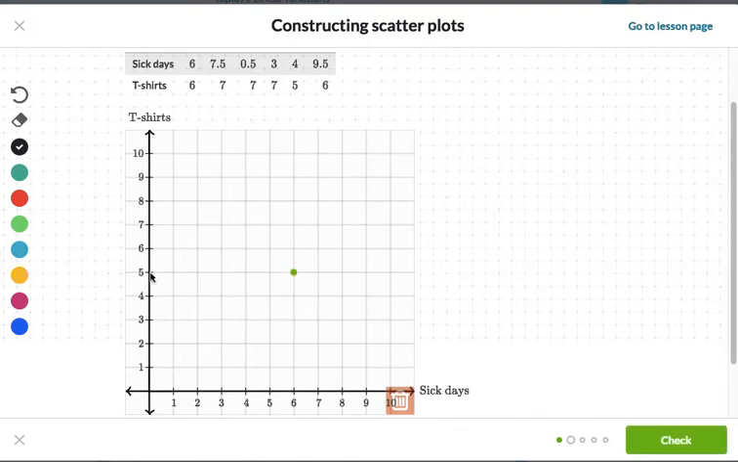The 6, and that's actually a 6 and 6. So of course, after you've plotted it, you can move it around. Just be careful with that. T-shirts 7 and sick days 7.5. So we've got 7 and 7.5. There's going to be one right there. 0.5 sick days to 7 t-shirts, so 0.5 sick days to 7 t-shirts. 3 sick days, also 7 t-shirts.